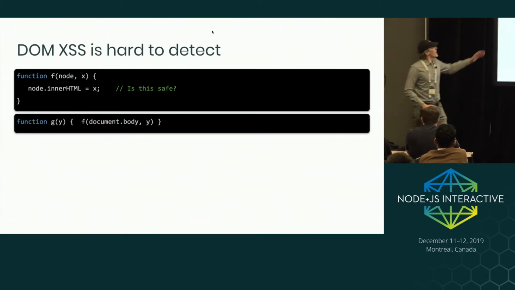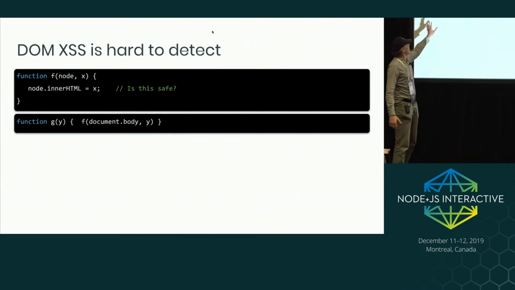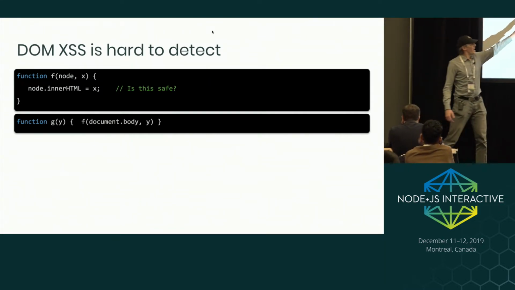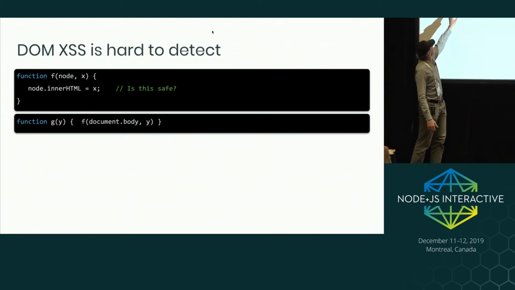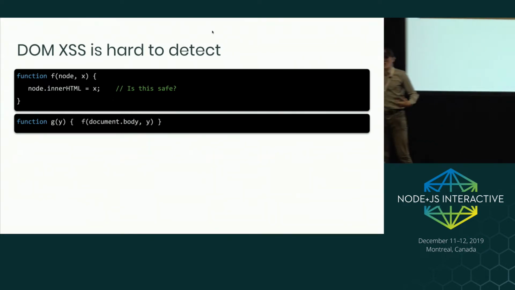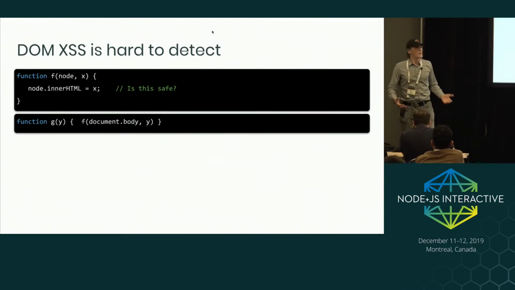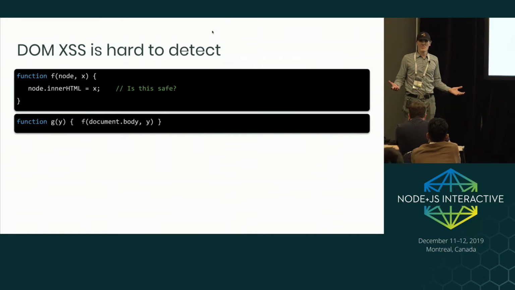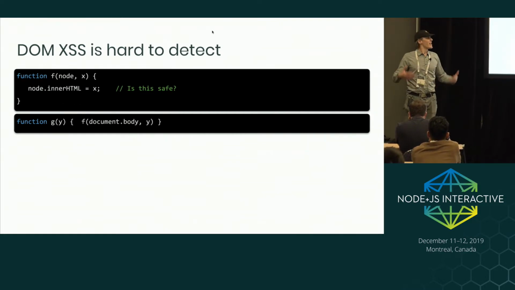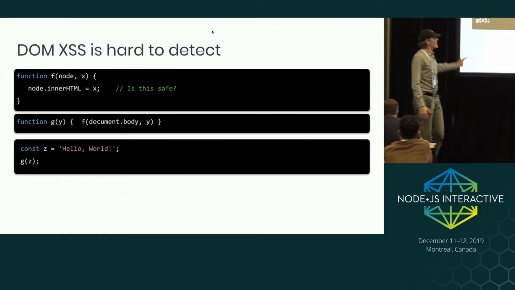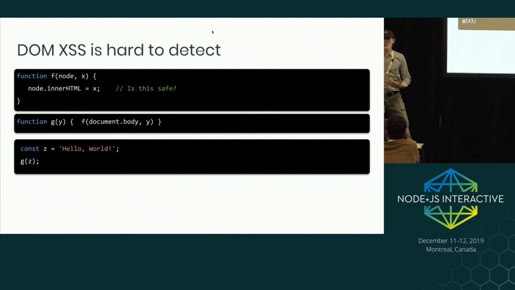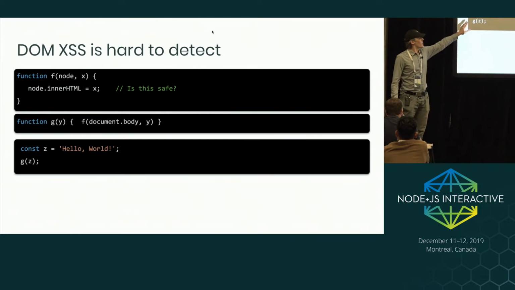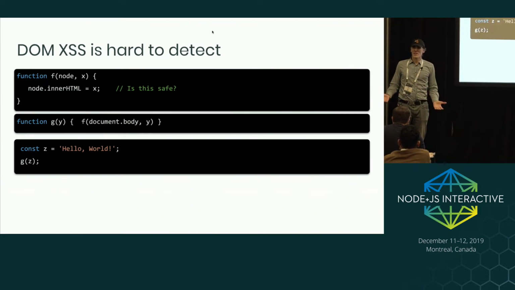So let's say we look through the code base, and the only place it's called is in this function g. This function g is passing document.body as node, and it's passing y as the value for innerHTML. Is this safe now? Exactly, we don't know where y comes from. So let's say we look through the code again, and we find that the only place that g is called is here. And it's called with z, which is the string hello world. So is it safe?